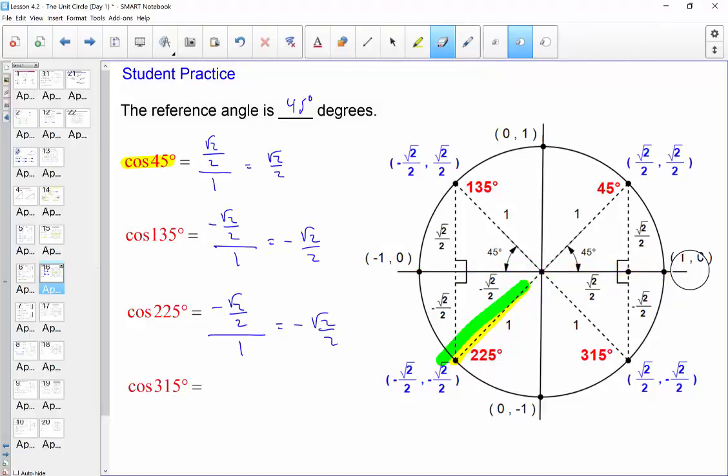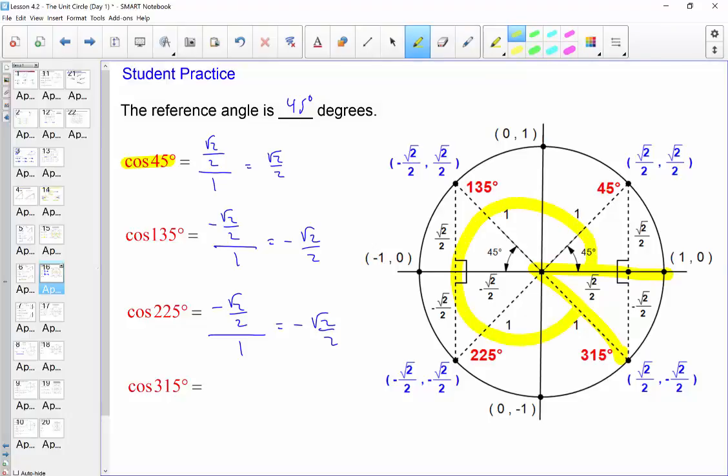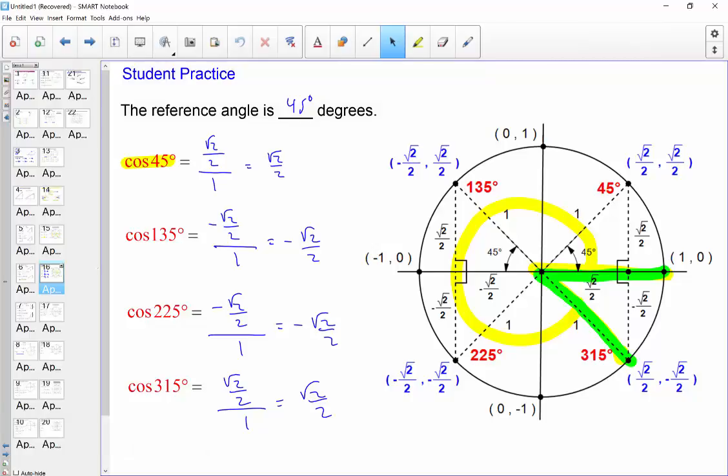And finally, the cosine of 315 degrees equals, we're going to evaluate this angle here, which is really this angle here all the way around the circle, and its reference angle, 360 degrees minus 315 degrees, is a positive 45 degrees, and the cosine of 45 degrees in the fourth quadrant equals the adjacent side, positive square root of 2 over 2 over the hypotenuse 1, simplifies to square root of 2 over 2. Notice that the reference angle was 45 degrees in all four quadrants.